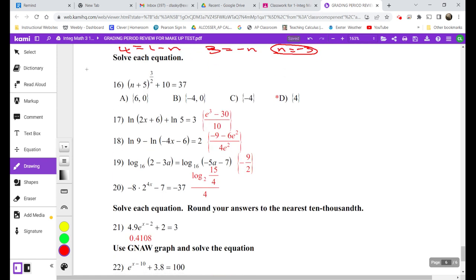Don't forget, we're doing SADMAP. And that means I have to do add or subtract first. So that means this addition, I got to do the opposite. And that gives me n plus 5 to the 3 over 2 equals 27.